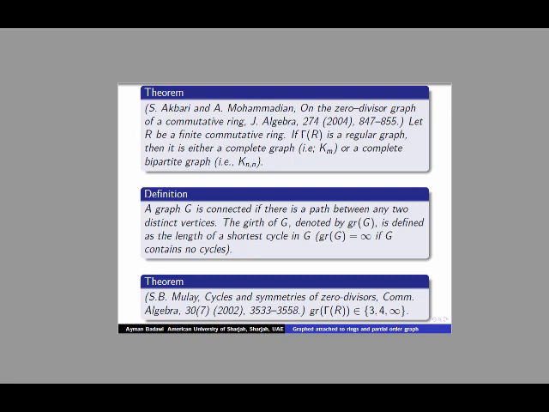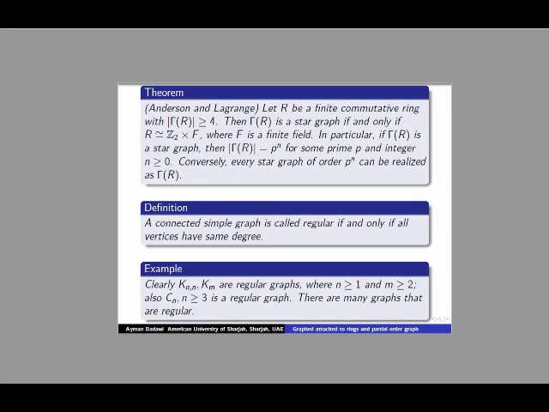So I need to define the girth for you. What do I mean? I think I'm missing something here.